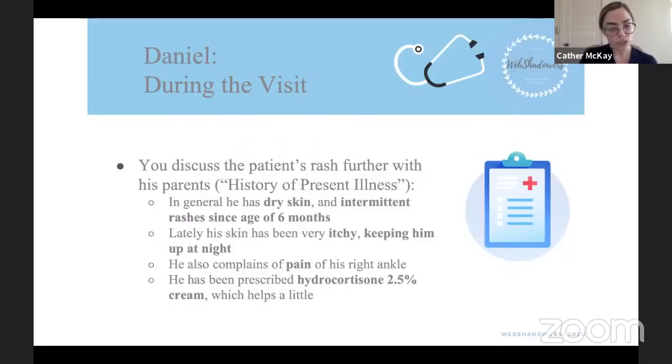And then he's been prescribed hydrocortisone 2.5% cream, and that's been helping a little, but it's really not controlling everything. In dermatology, you'll learn the different strengths of topical steroids. There are different classes, more potent and less potent. Hydrocortisone 2.5 is a pretty mild, weaker topical steroid. So the fact that it helps a little tells me it's an inflammatory condition, but he probably needs something stronger if it's not taking care of it altogether.